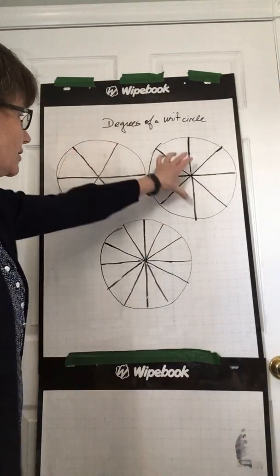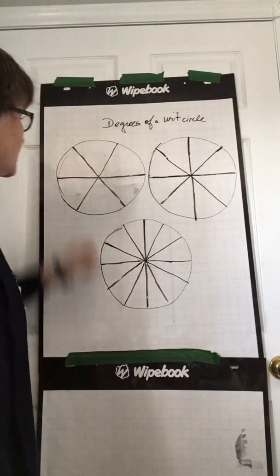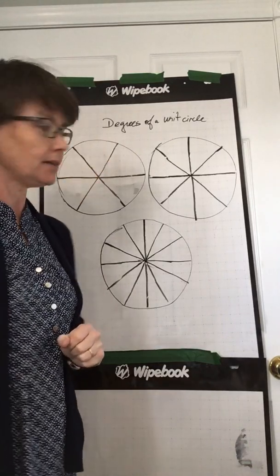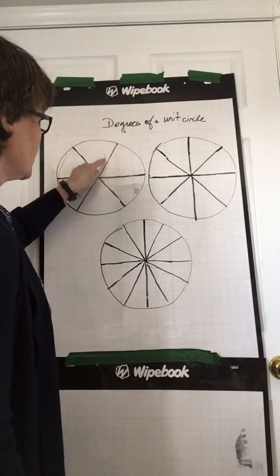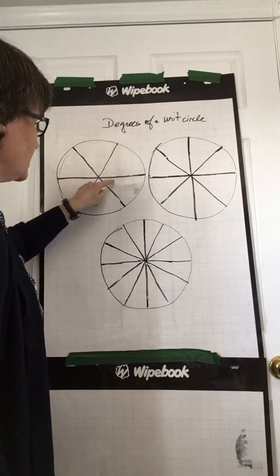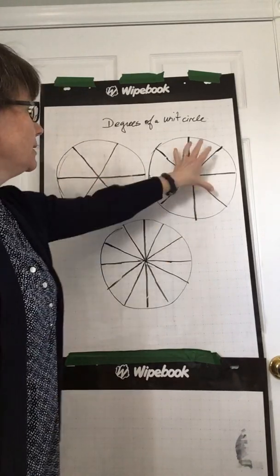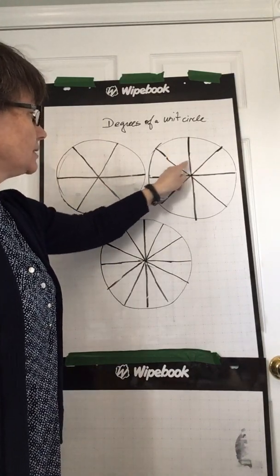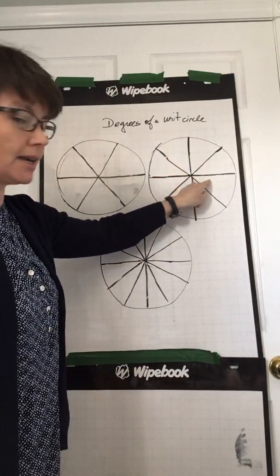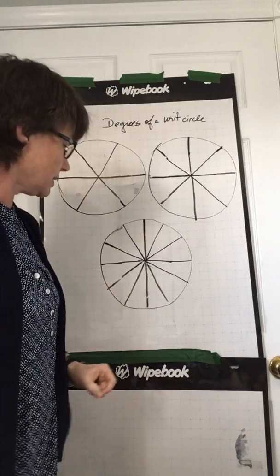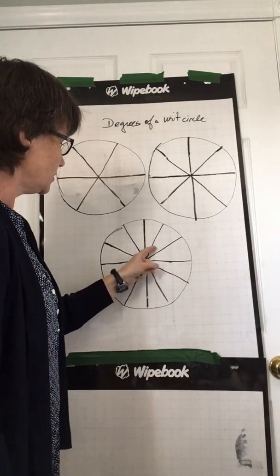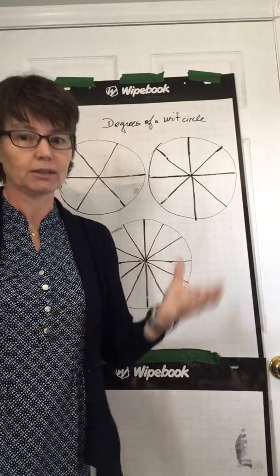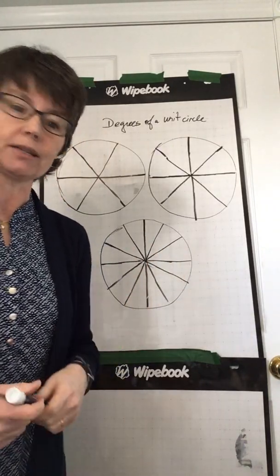I broke it down into three separate circles here. The first circle is divided into 6 equal parts. So all 6 of these angles are exactly the same size. The next one I broke into 8 equal parts, so each of these angles is exactly the same size. And the next one I broke into 12 equal parts, so each of these angles is meant to be exactly the same size. I know it's not drawn exactly to scale, but that's what it's meant to be.